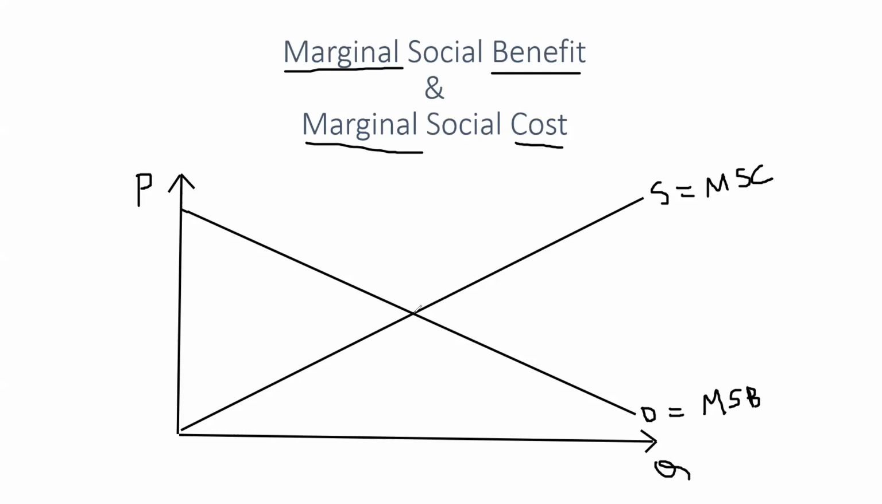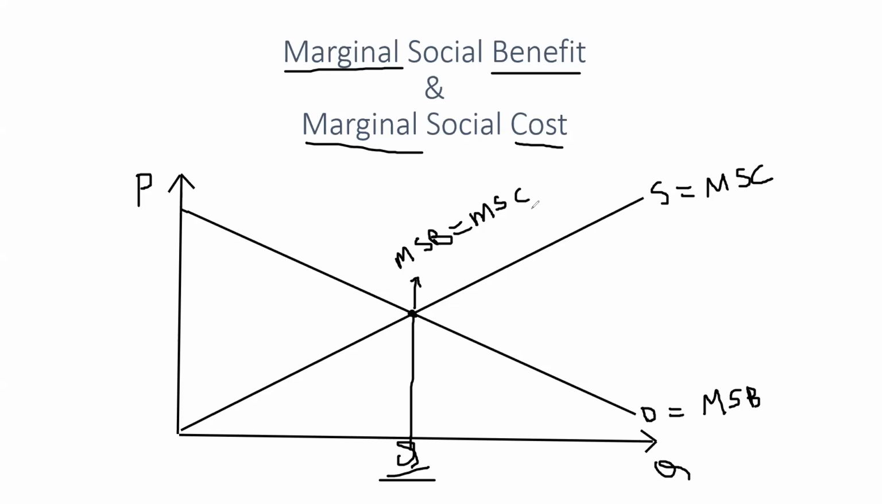Okay, now we know this point is where, so I'm going to plot this for you. This point is where marginal social benefit is equal to marginal social cost, and we say that this output, this quantity, is an ideal quantity. That's a very efficient quantity. So we should produce where marginal social benefit and marginal social cost are equal.